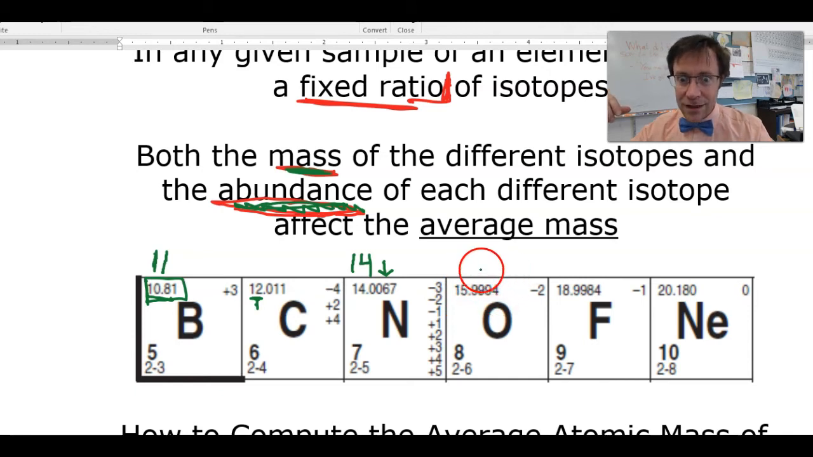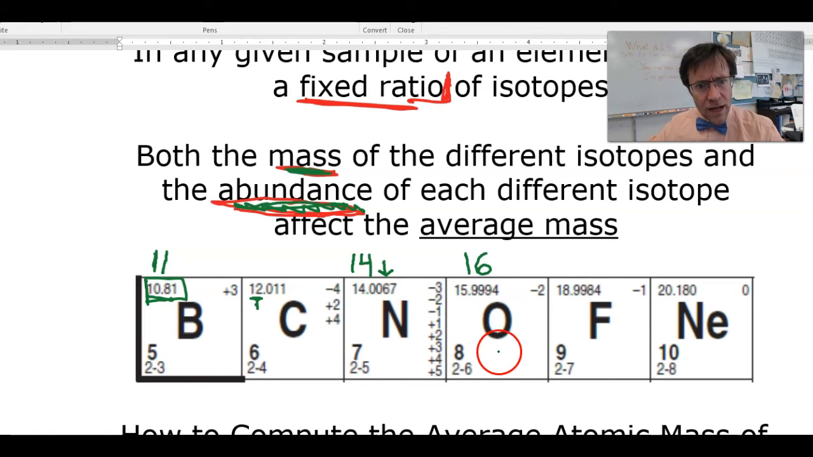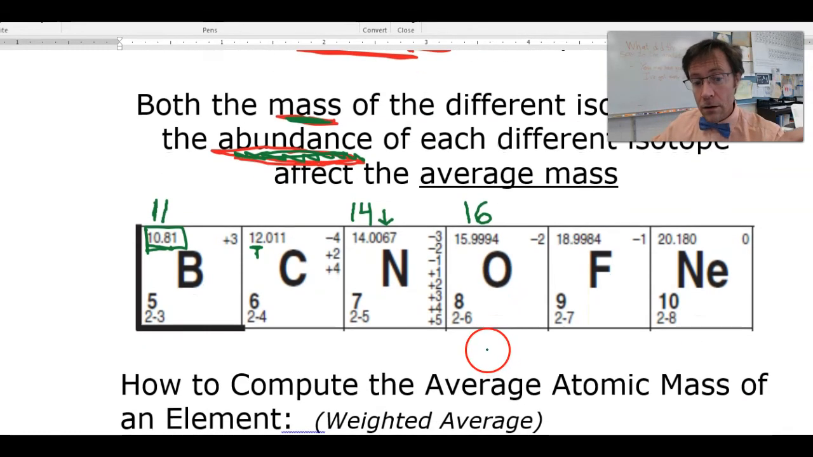oxygen is 15.99994, that's really, really close to 16 because the vast majority of oxygen atoms are the isotope oxygen 16. There are a few oxygen 15s, a very, very small amount. Very small amount. And so on and so forth. But that's kind of how that average is figured out, right? And what we are going to do is figure out how to do it. Because math, why not, right?